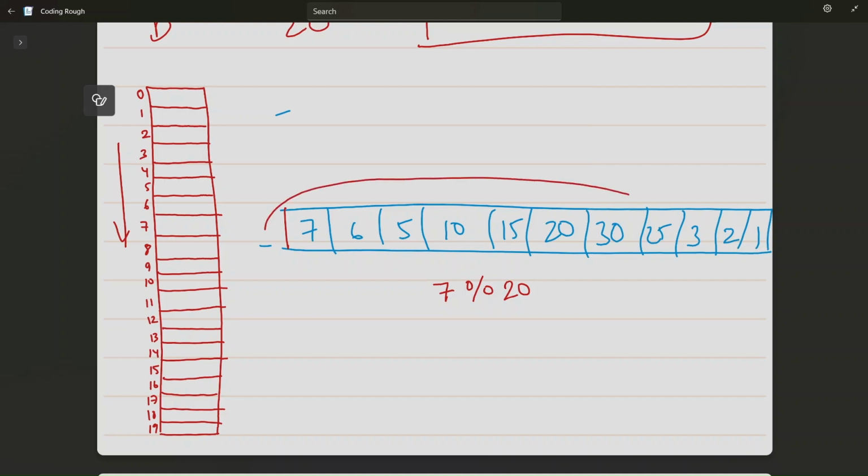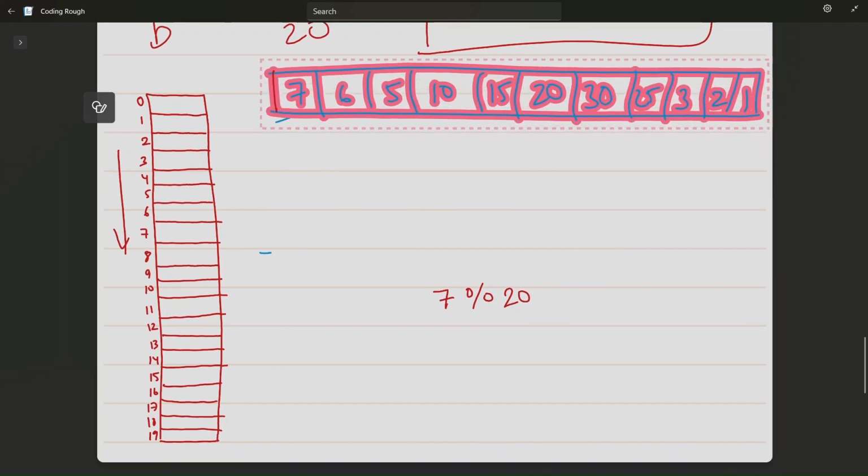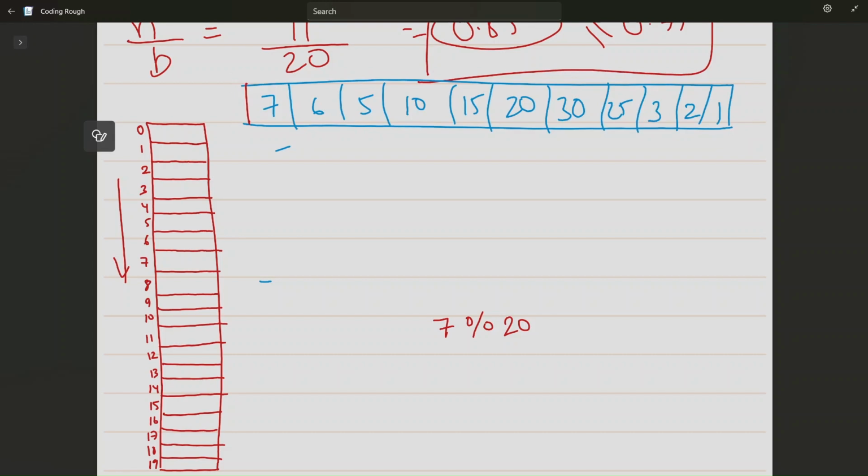Keep it over there. Okay. Now when we will be doing 7 modulus 20, it will be 7. Okay. Now where will the 7 be stored? 7 will be stored here. Okay, 7 is here. Similarly, for the 6, where are we going to store 6? 6 modulus 20 is 6. So 6 will be stored here.